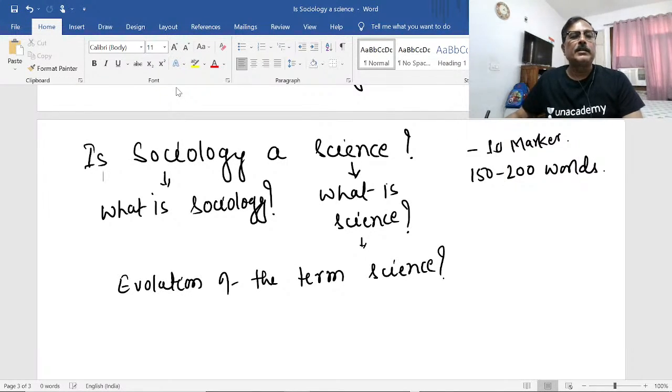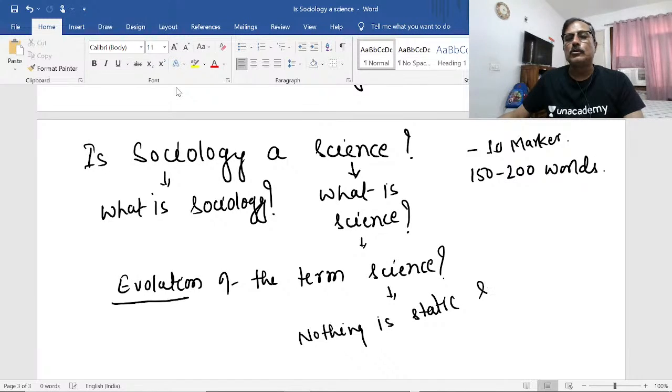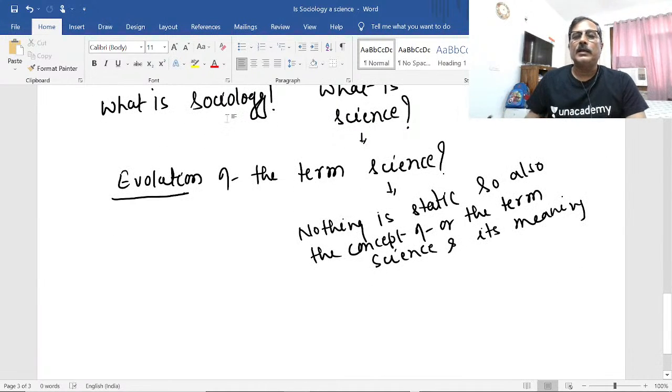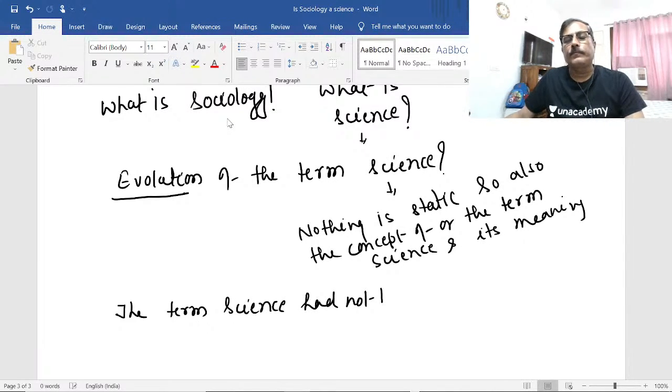When I say this word evolution, that means science has a meaning, but this meaning is not static, rather it has been dynamic, right? Nothing is static, so also the concept or the term science and its meaning. The term science had not been static, rather dynamic.